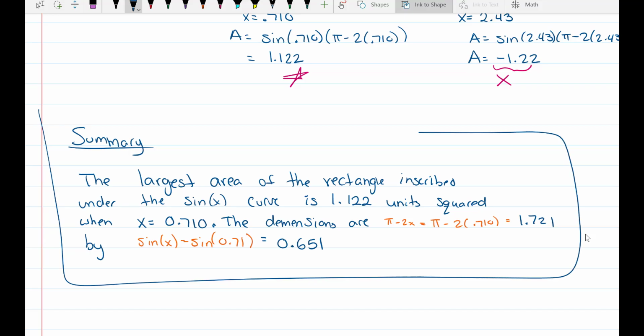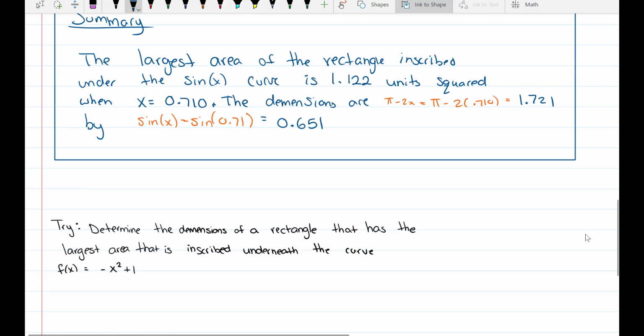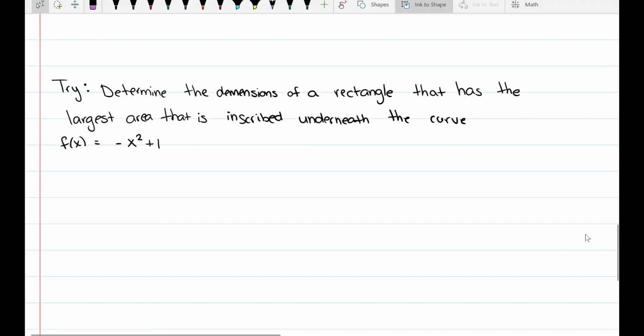And there's our answer. So we have the largest rectangle, which has an area of 1.122 with dimensions of 1.71 by 0.65. And there you go. That's how you do that. Now what I want you to do is try this one on your own. Determine the dimensions of a rectangle that has the largest area that is inscribed underneath the curve x squared plus 1. So go ahead on your own right now and try that out.